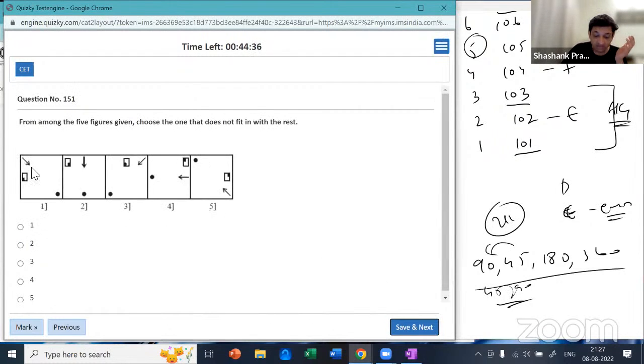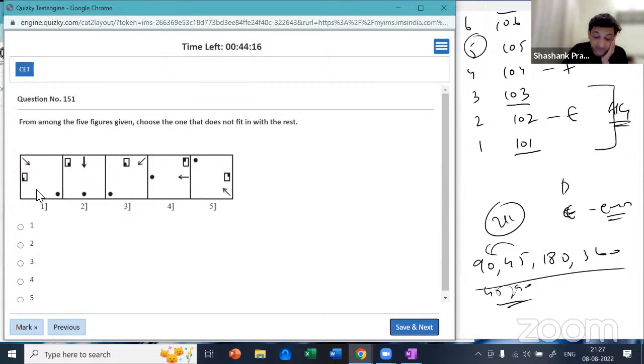Okay. Arrow niche, arrow down, arrow like this, arrow like this, arrow like this. Acha, choose the one that does not fit in with it. So arrow ka position is fine. Dot is here, dot is here, dot is here, dot is here, dot is also fine. This one is here. Next wale mein it goes one anti-clockwise, then goes one clockwise, one clockwise, one clockwise. So this anti-clockwise is off.